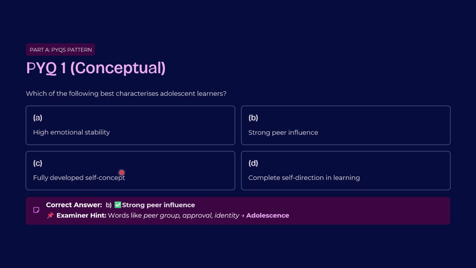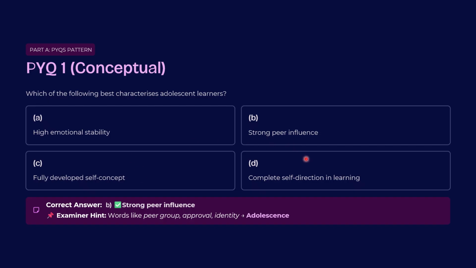So next, option C, that is fully developed self-concept. This is also incorrect. During adolescence, students are still trying to understand themselves. Their identity, confidence and self-image continue to develop throughout this stage. A fully developed self-concept is generally seen in adulthood.